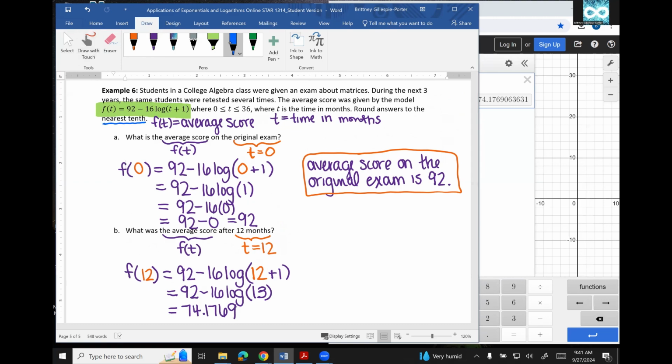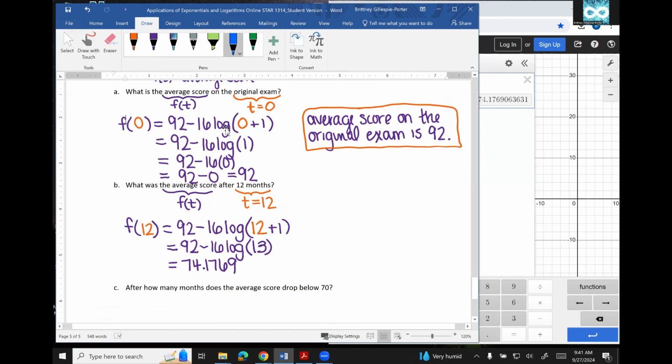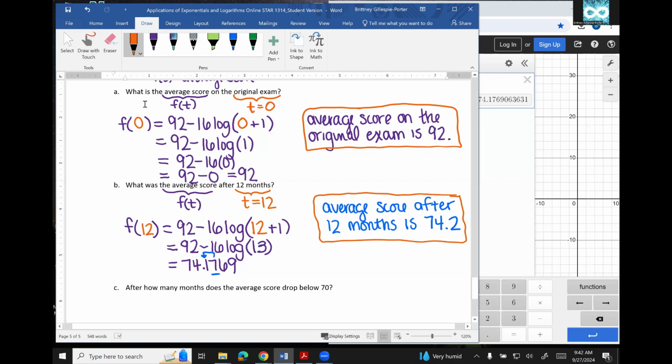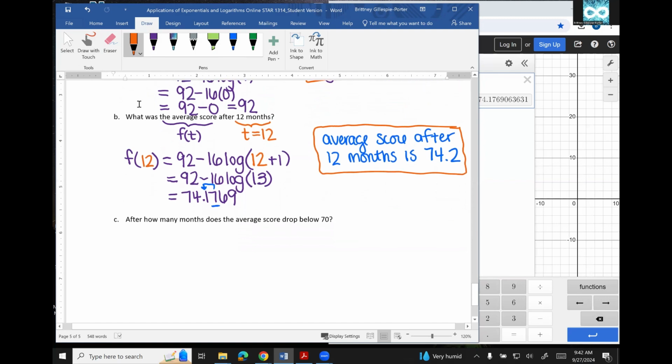Remember, tenth is 1 decimal place. So we look at the second decimal place, the hundredths. The 7 is enough to round us up. So we're going to say that our average score after 12 months is 74.2 because the 7 rounds the 1 up to a 2. Last one in this problem.